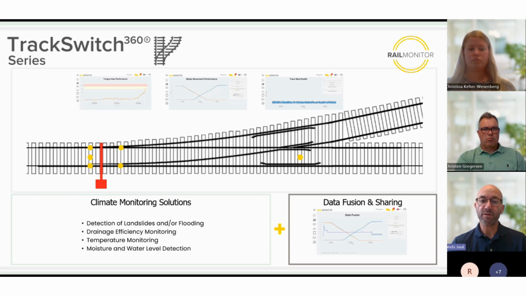We combine this with something we call climate monitoring solutions, where we have sensors that are monitoring landslides, some drainage efficiency, meaning when it's raining, where is the water flowing, is there any flooding, and also temperature monitoring of the rail. And last but not least, we also have cases where we have sensors deployed below the ballast in the sub-ballast to monitor the moisture in the sub-ballast, which also is used to monitor the efficiency of the drainage, but also how the water is flowing around the track. So all this is what we call TrackSwitch360 series.